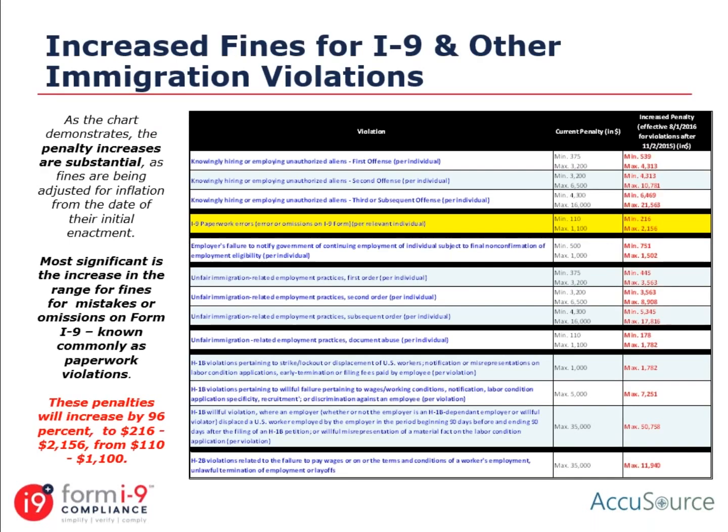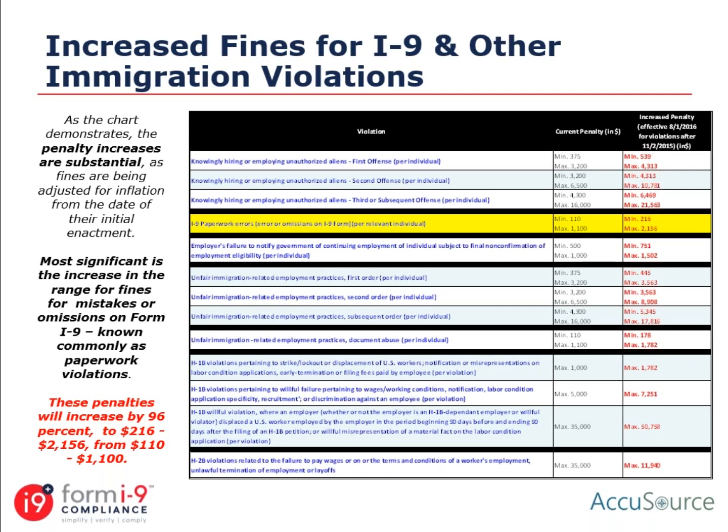And you'll see on the next slide, and I'm not going to go through the whole fine schedule, but you'll see that highlighted in yellow, I-9 paperwork errors. So those are errors on the I-9 form, paperwork. They happen all the time, and that's the advantage of an electronic system. It'll eliminate those errors.